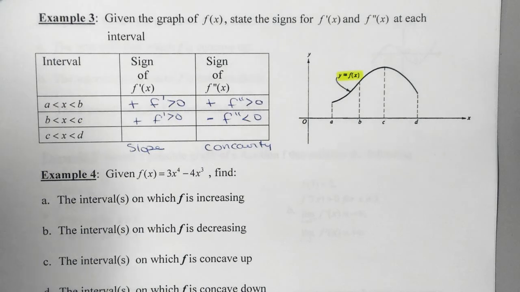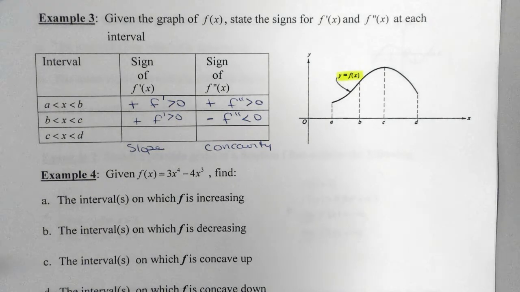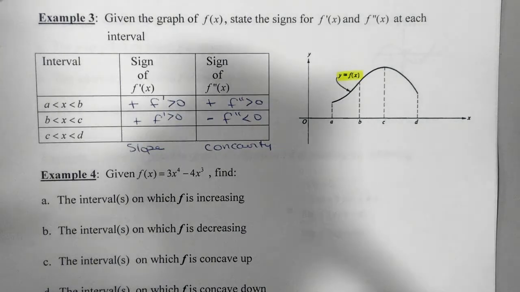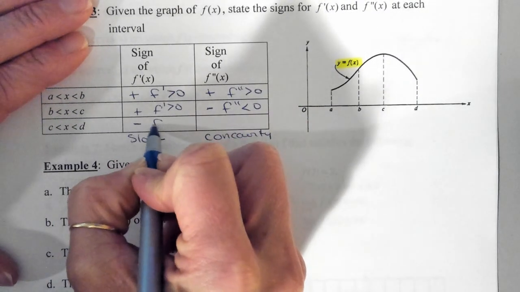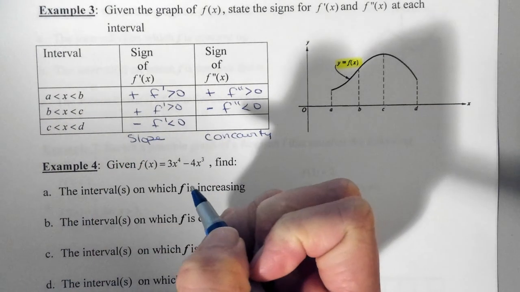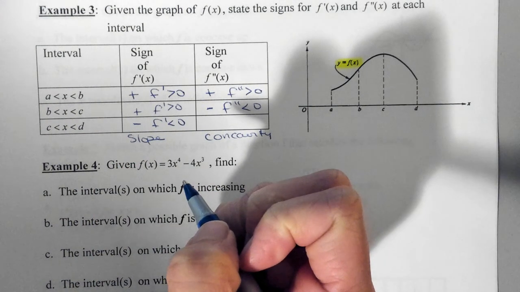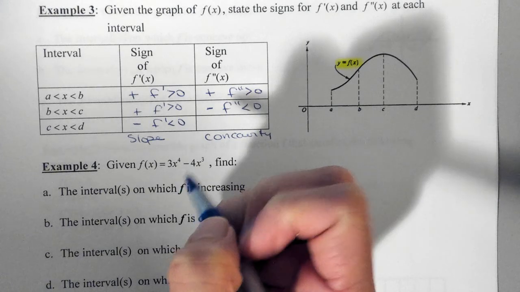You guys do C to D. Okay, from C to D, slope, positive or negative? Definitely negative. Okay, so my function is decreasing. Negative. F prime is less than 0. What about concavity? Negative. Down.